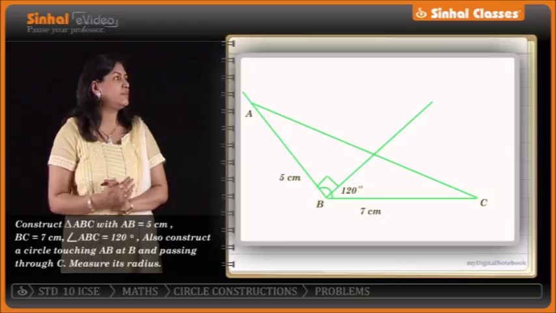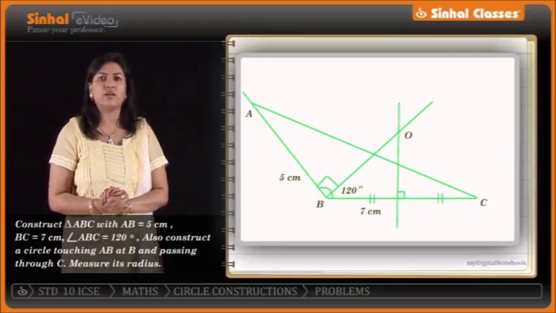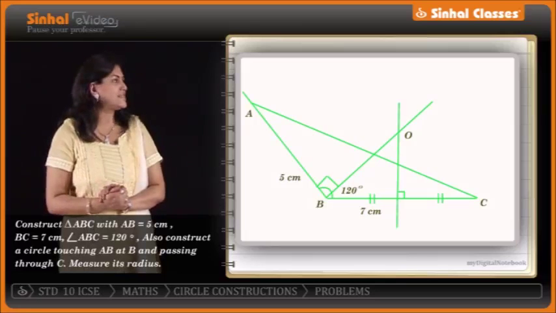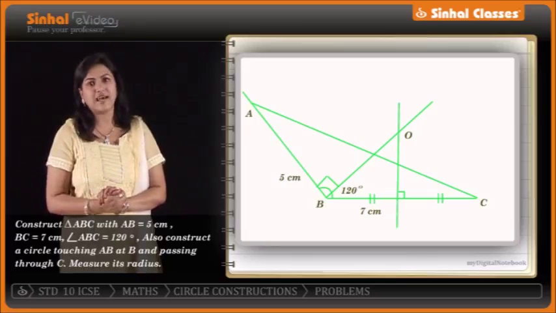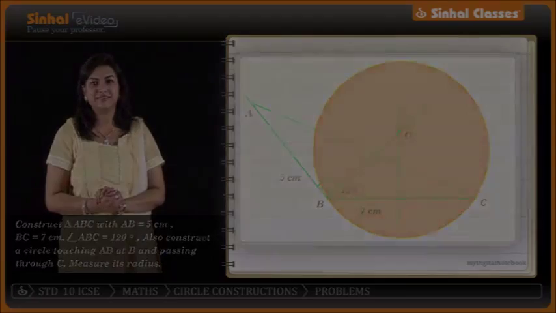Now draw the perpendicular bisector of BC to meet perpendicular drawn at O. Now we've got the point O. With O as center and radius as OB, draw the required circle.